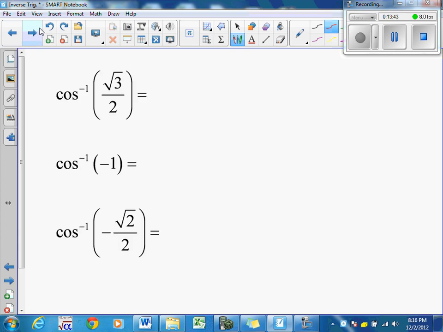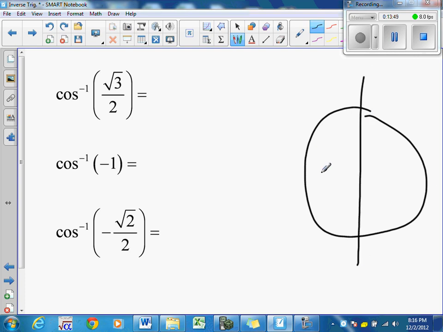Let's look at some examples. Cosine is square root of 3 over 2. Cosine's the x-coordinate. Square root of 3 over 2 is over here. So my angle is pi over 6, or 30 degrees. Negative 1 is over here. That's going to be pi. I'm looking, this is my x-coordinate, remember. What angle gives me this x-coordinate?